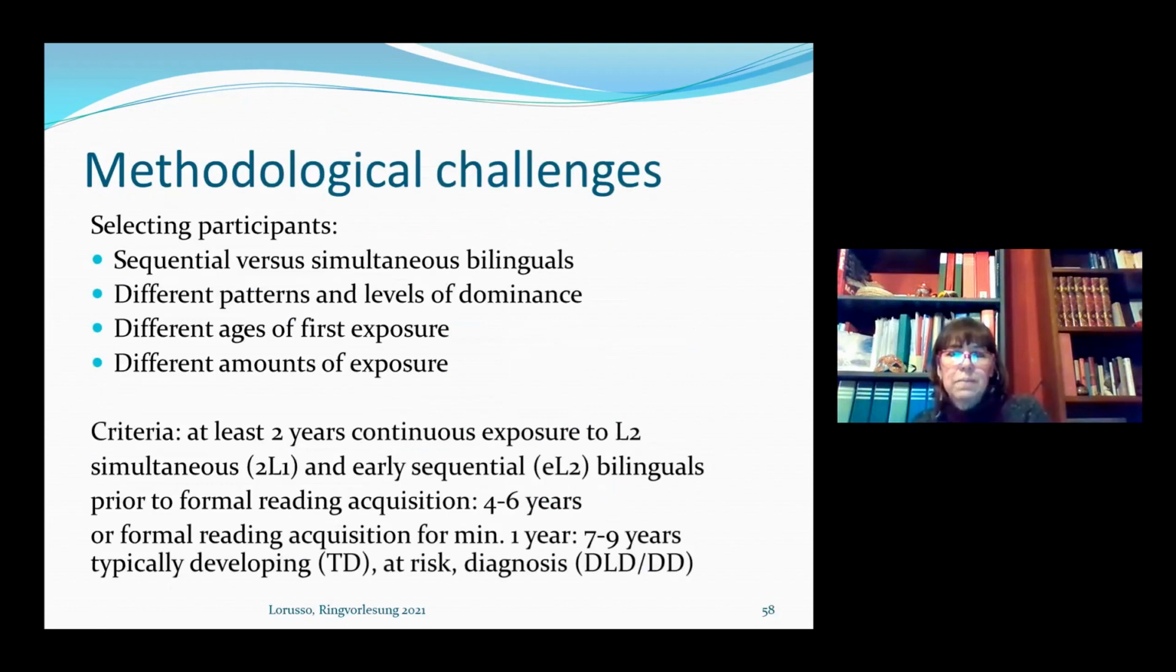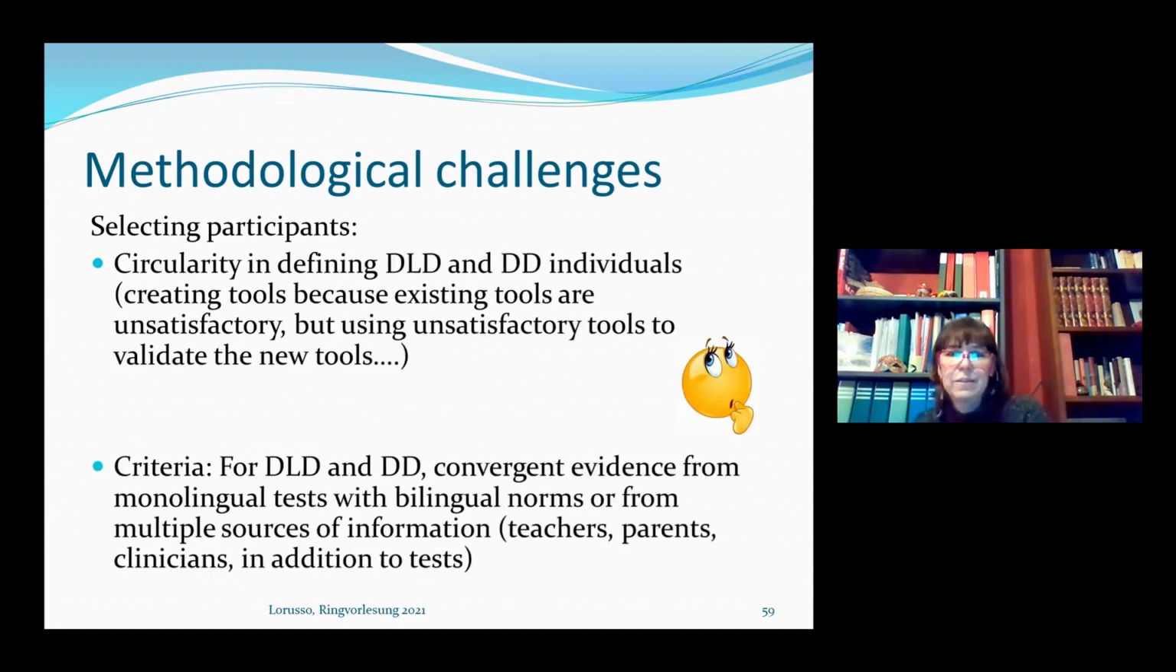The challenge was especially for selecting participants with problems, because we highlighted how difficult it is to make a diagnosis of DLD and DD in the bilingual population, but we need to have diagnosed children in order to validate the test. So we did select the population, but also we tried to have multiple sources of information, not only tests, including teacher and parents questionnaires, clinician data and questionnaires.